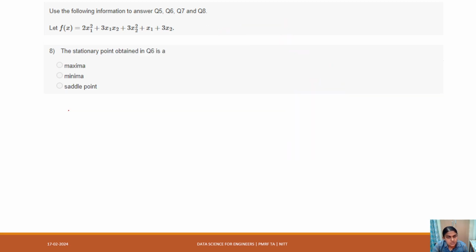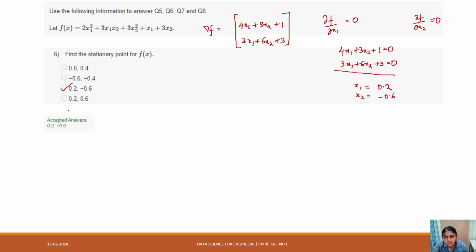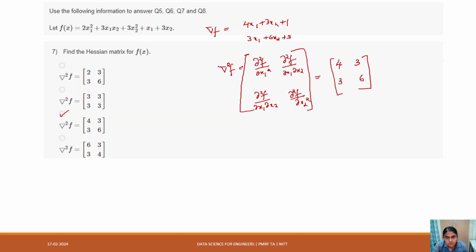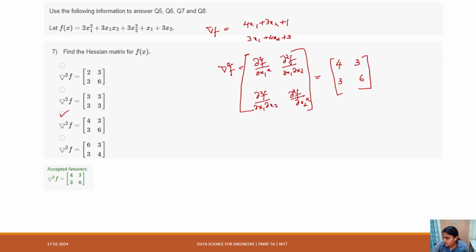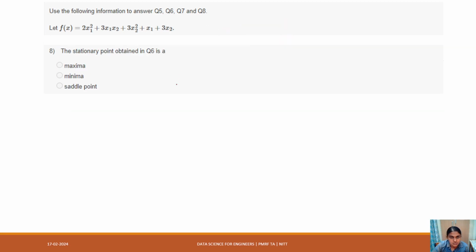4336. Now the stationary point obtained in question 6 is A. So we have got these points. Just looking at this, we have got stationary points as 0.2 and minus 0.6. Now we have got 4336, right? So we have to find out whether it is a minimum or a maximum or a saddle point. So what you have to do is find out the eigen values. So 4336 is our del square f, or the Hessian matrix.